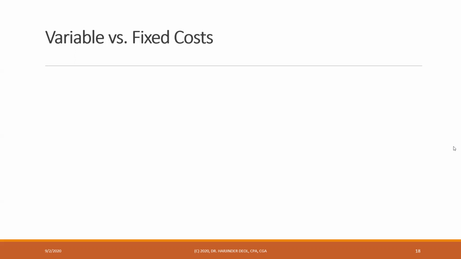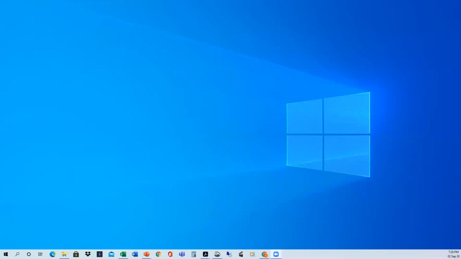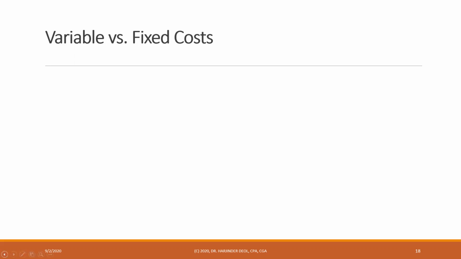Period costs are marketing and selling related or general administrative in nature. These costs are expensed when incurred. Continuing with our discussion, here's a look at another cost classification, variable costs versus fixed costs.